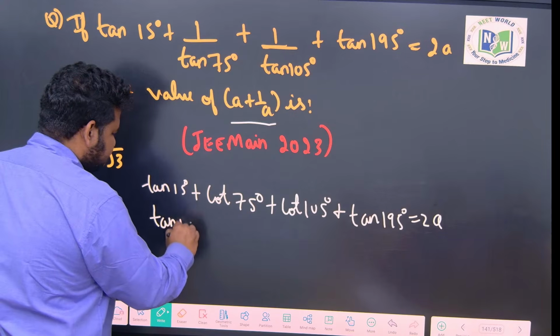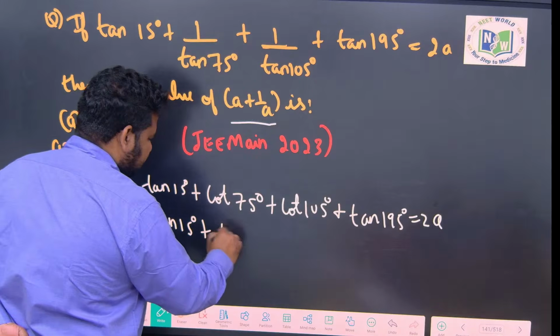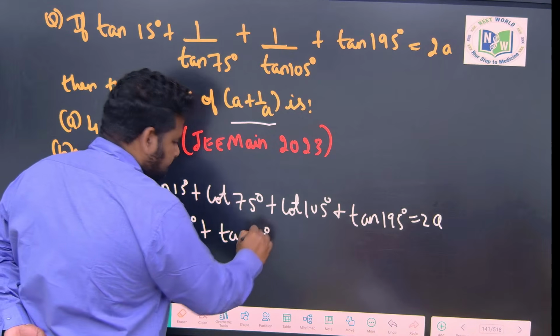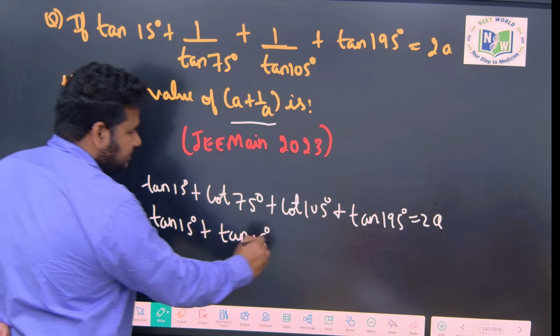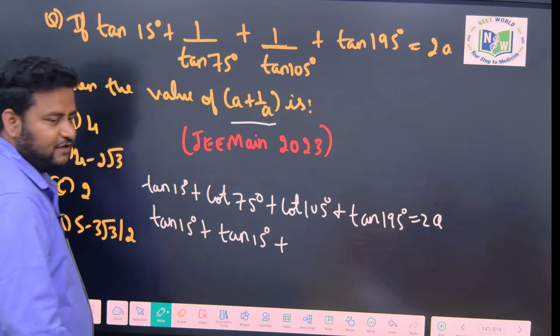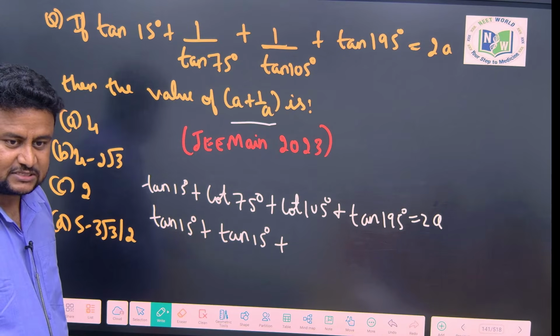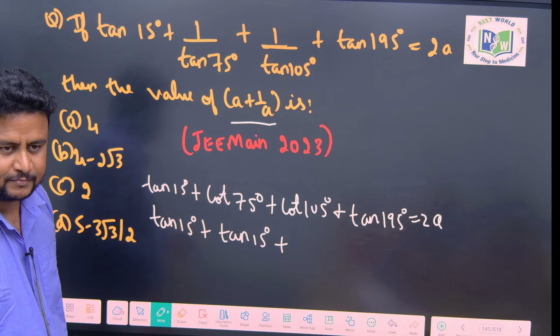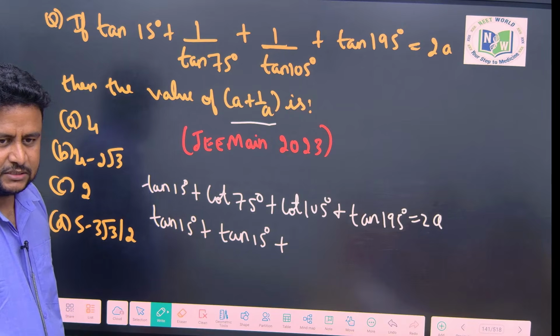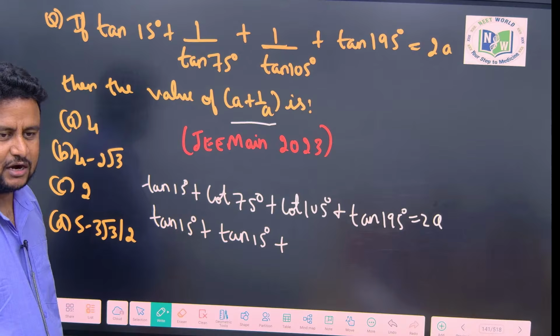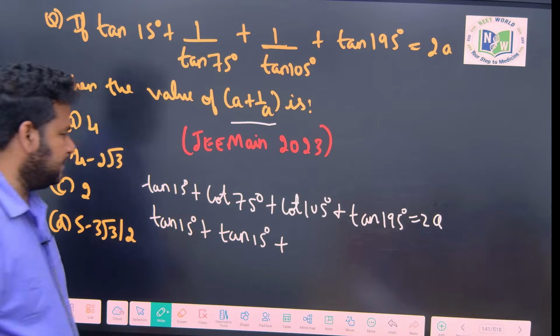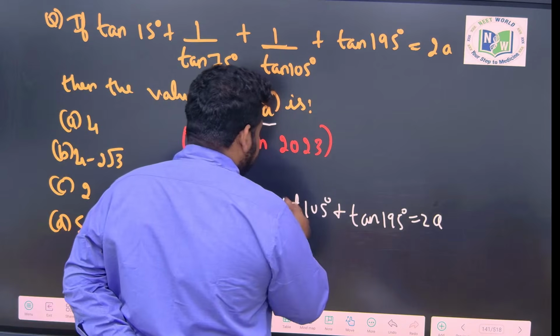So I will get this as plus tan 15 degree. Correct? I will get this as tan 15 degree plus cot 105. Cot 105 can be written as cot 90 plus 15 degree. Here 90 is an odd multiple or even multiple? Odd multiple. So cot 90 plus 15 degree.